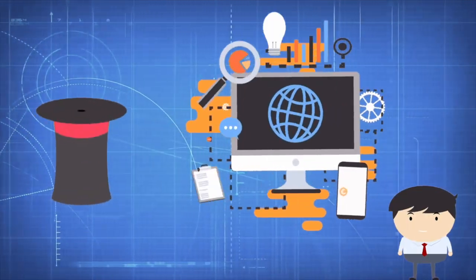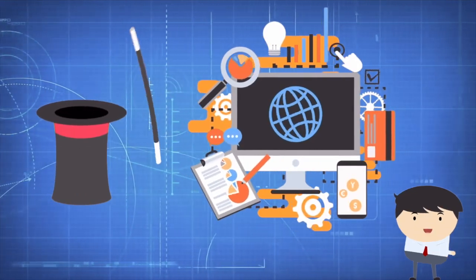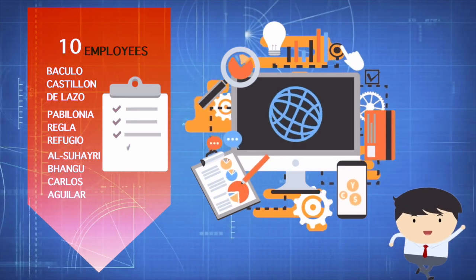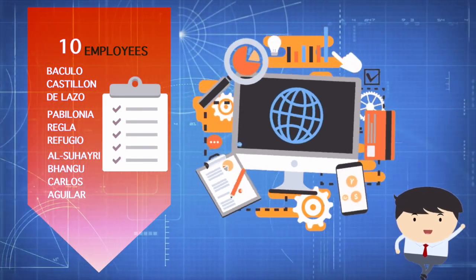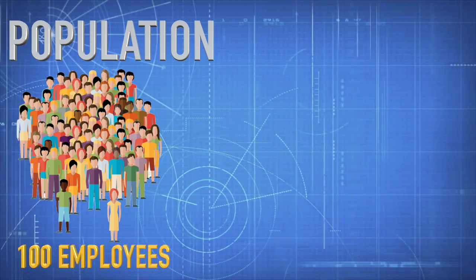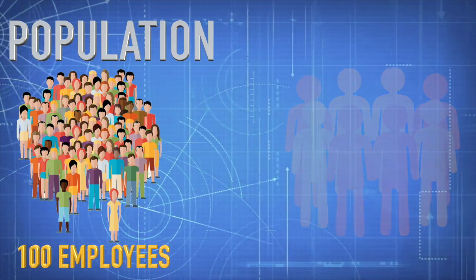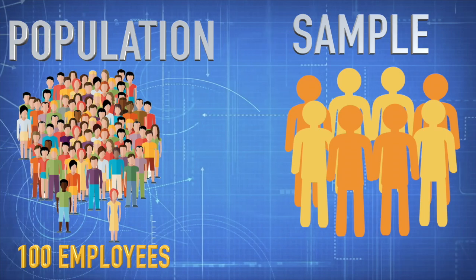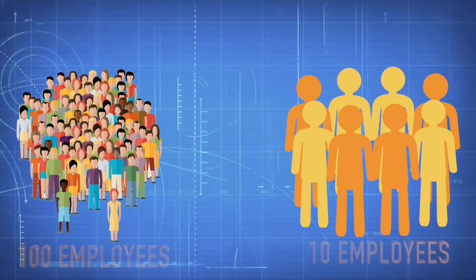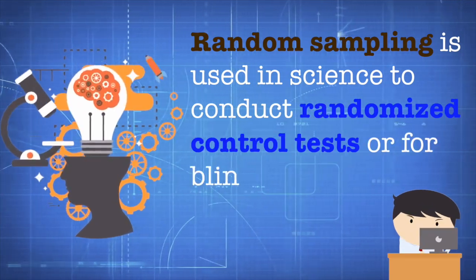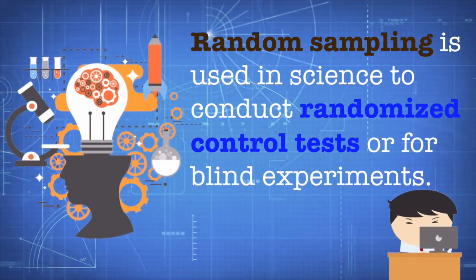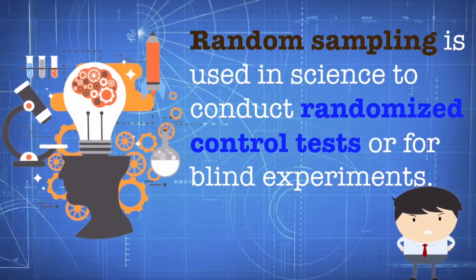An example of a simple random sampling would be the names of 10 employees being chosen out of a hat from a company of 100 employees. In this case, the population is all 100 employees, and the sample is random because each employee has an equal chance of being chosen. Random sampling is used in science to conduct randomized control tests or for blind experiments.